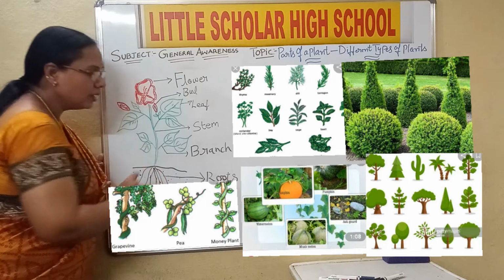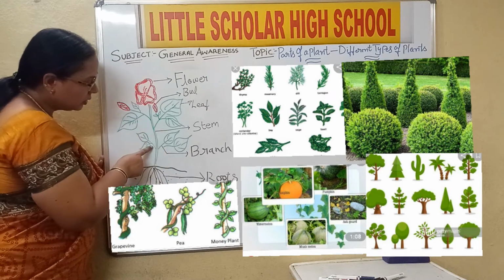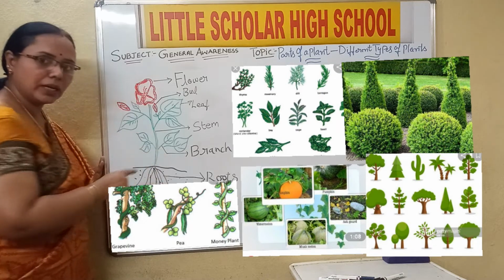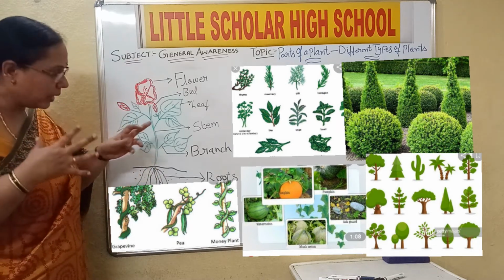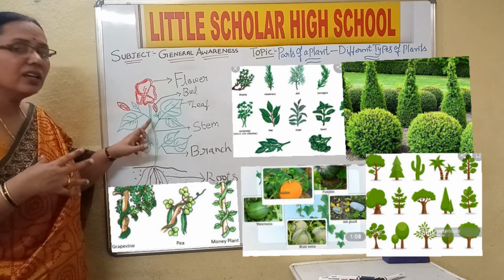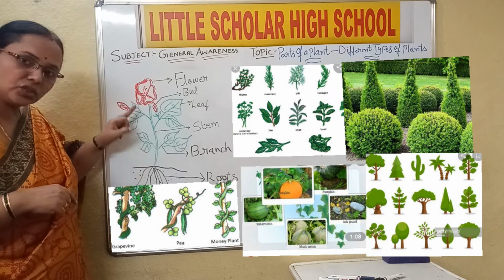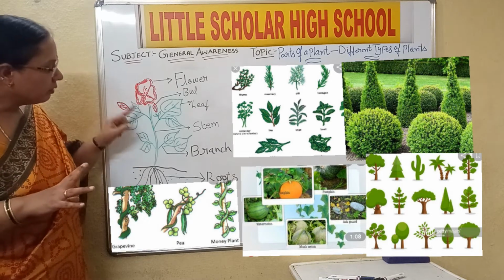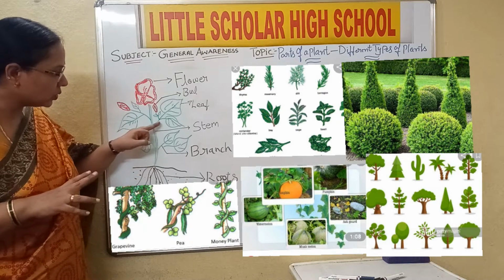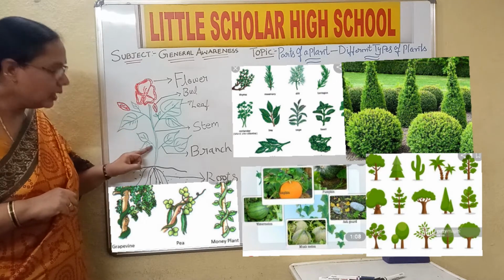These are called branches. So this is one branch, this is one branch, this is one branch, and this is one branch. From the main stem, branches will come out. This is the stem which will make the plant stand straight. That is clear? From the stem the branches will come out.